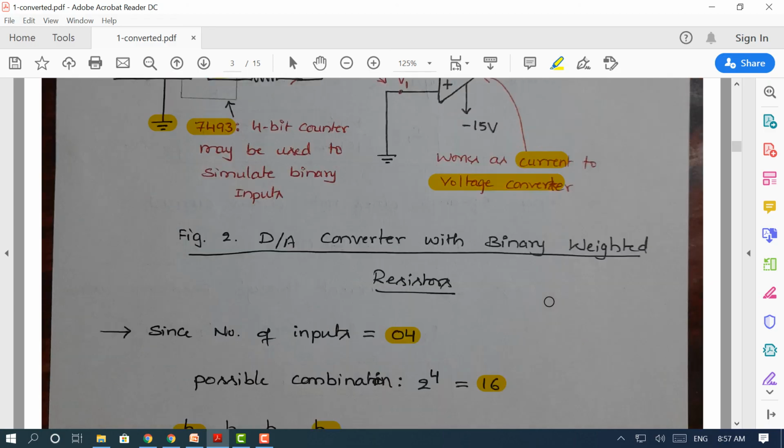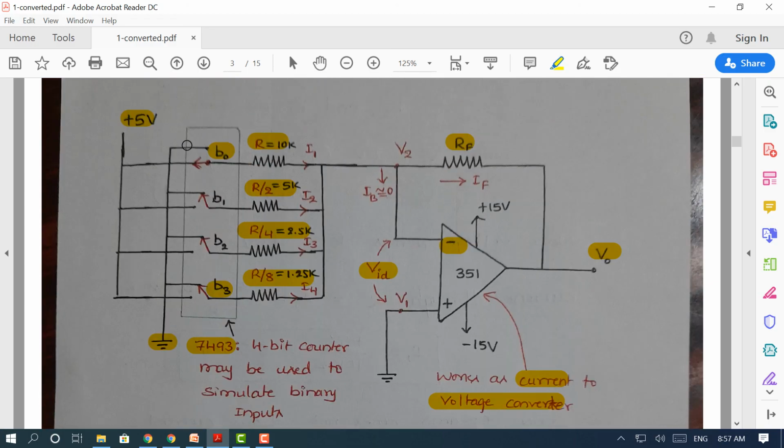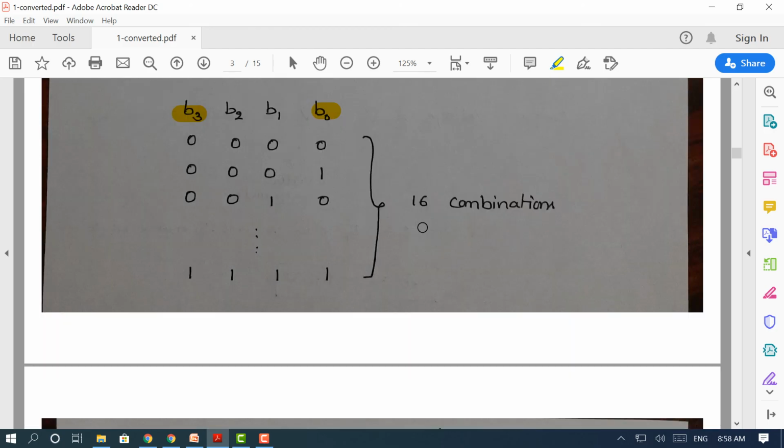That means the circuit we have shown can take all those possible combinations. The digital data can be all zeros, meaning all switches are open, all the way up to all closed, meaning all are at 5 volts. So we can apply 16 possible combinations, since it's a 4-bit digital to analog converter, and for each combination we can have a different output voltage. With that we will proceed further.